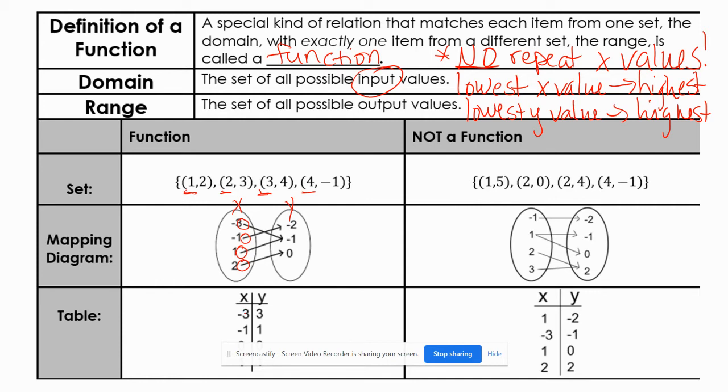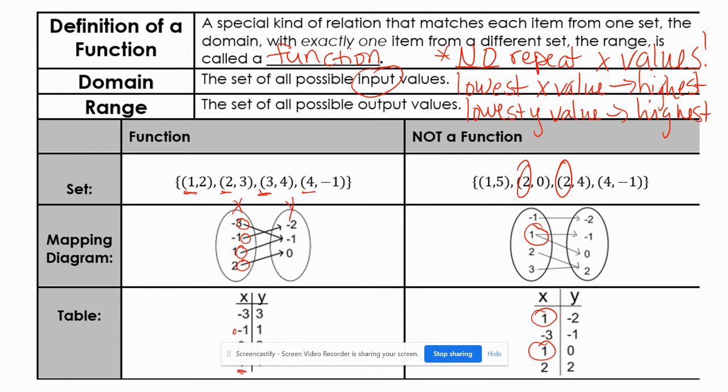And then for your table, again, you're checking down the x column and making sure that none of the x values are repeated. Now I know we have a -1 here and a +1 down here, but remember, a -1 and a +1 are two different values, and so it's not counted as repeating. Versus over on this right side, we have this x value of 2 that's repeated, which makes that not a function. In the mapping diagram, this one has two arrows going from it, so that's not a function. And then in our XY table, we see the value of 1 pop up twice, and so that's not a function.